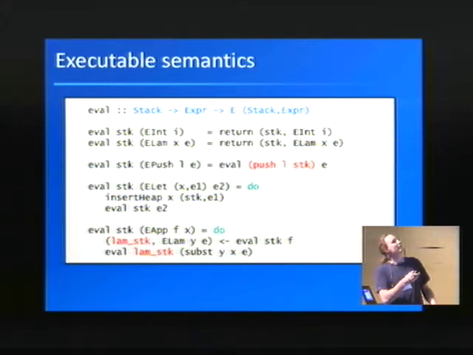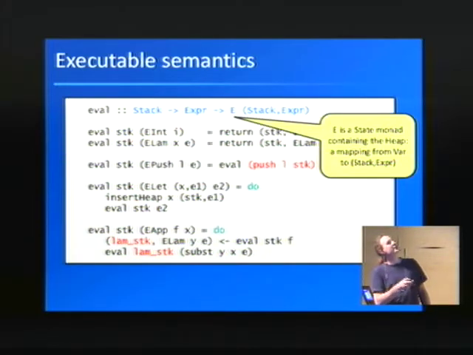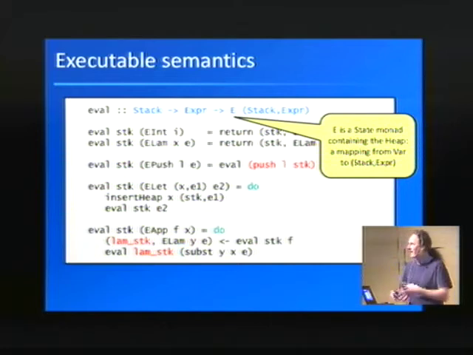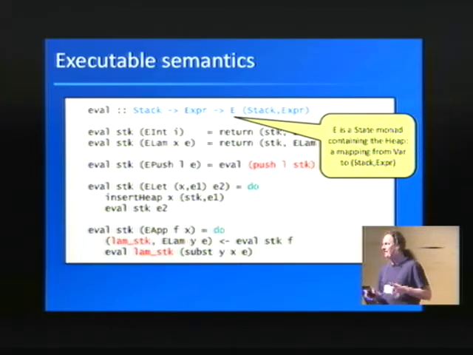And the unusual things about this semantics are that we take a stack as the input. So this is the call stack that we're trying to maintain. And the expression to evaluate. And the evaluator will return a pair of the stack that was the stack when we finished evaluating the expression, and an expression which is actually a value. And we're in some monad. So the monad E is just a state monad containing the heap, where the heap here is a mapping from variables to pairs of stacks and expressions. So in our heap, we have to maintain a stack for each of the expressions stored in the heap. And you can imagine implementing that by just attaching the stack to each of the closures in the heap. And that's what GHC does when it's profiling.